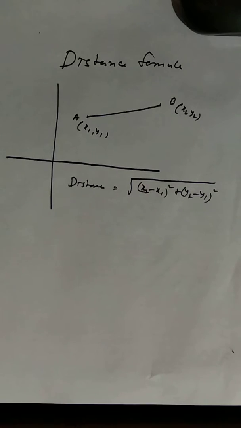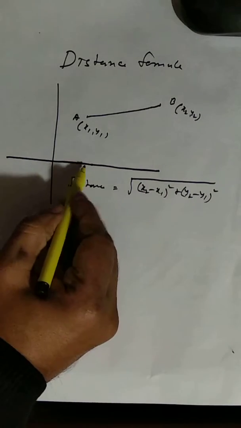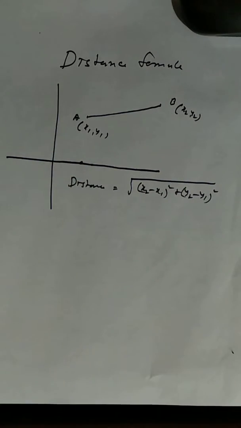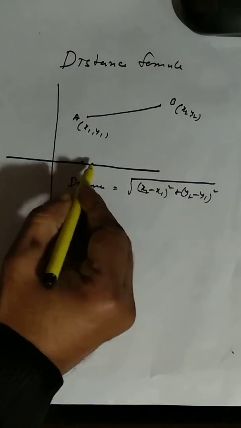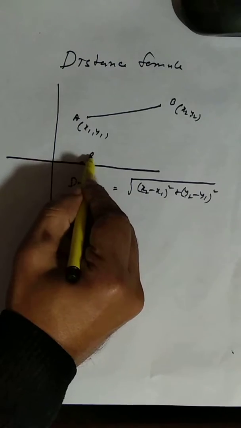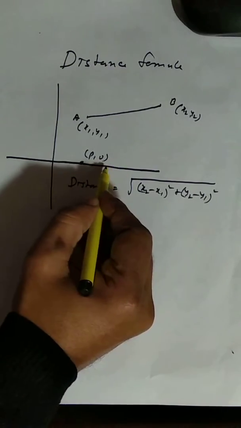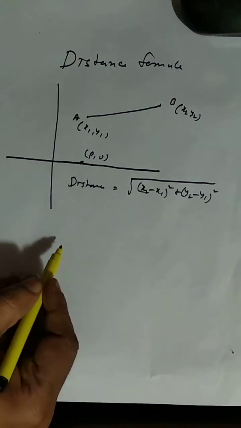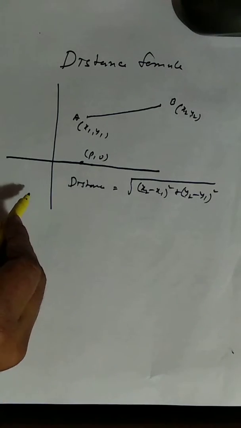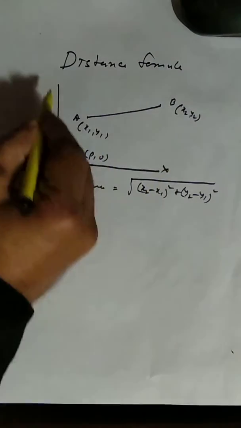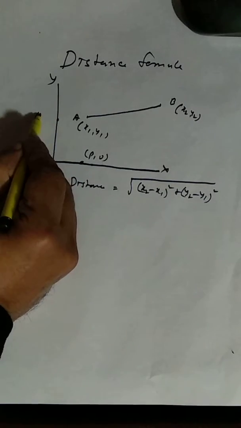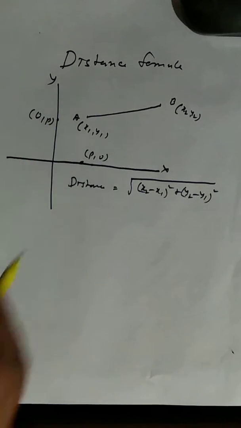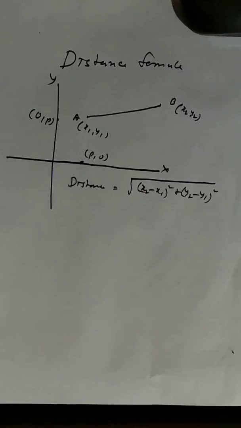One more thing I would like to remind you, that any point on the x-axis has y coordinate as 0. So in general, this can be written as p comma 0 or x comma 0. Y coordinate has to be 0. Same way, any point on the y-axis will be in the form of 0 comma p. Okay, you need to know this.